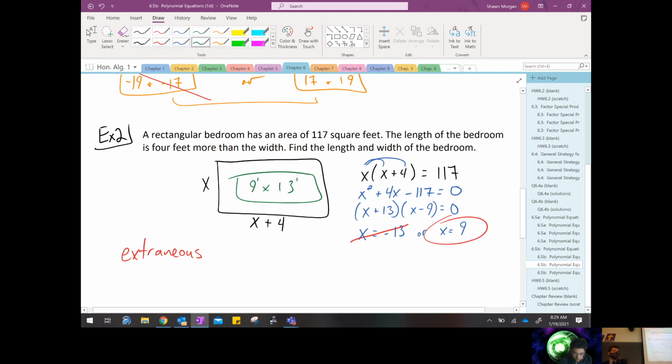Is it just a coincidence that it was 13? Nope. It is oftentimes going to be like that because of the setup of the problem. It wasn't a magic method problem, but literally the factors of 117 are the two answers that we got down here, because they were supposed to multiply to equal 117.